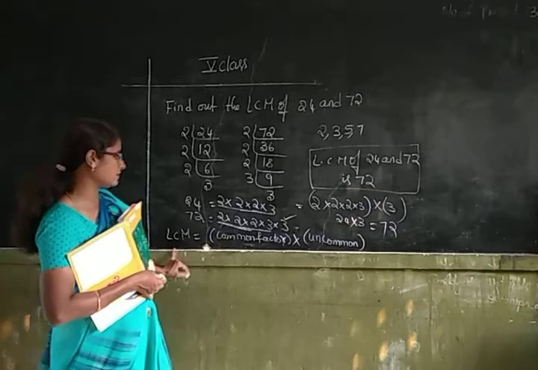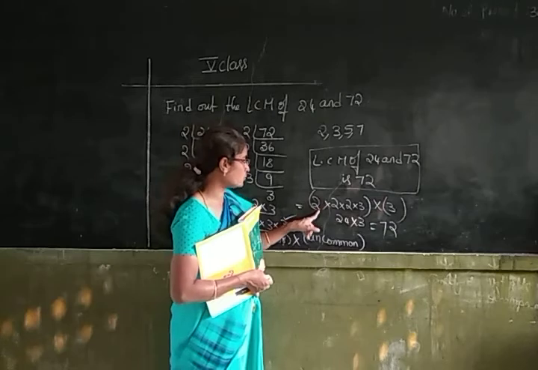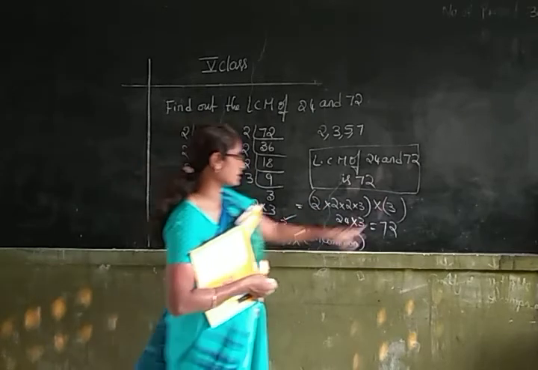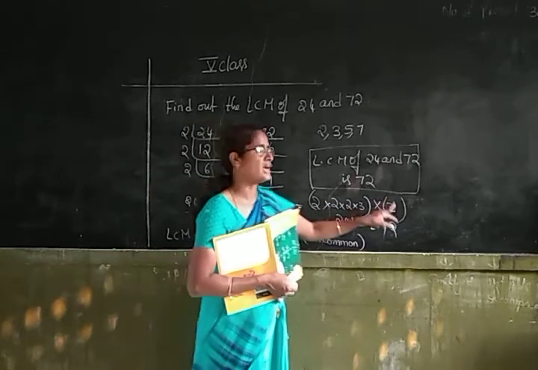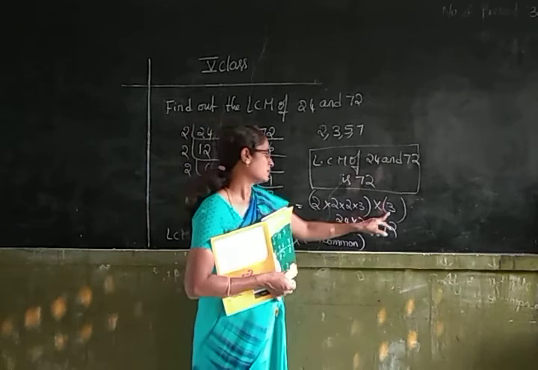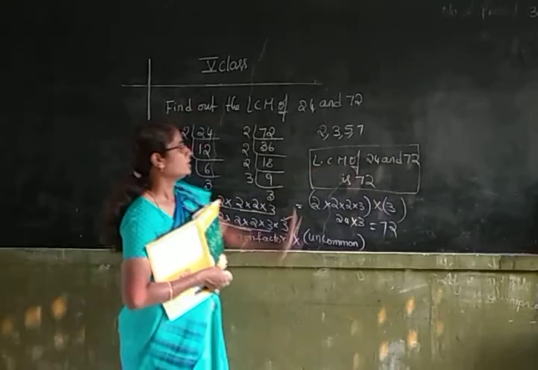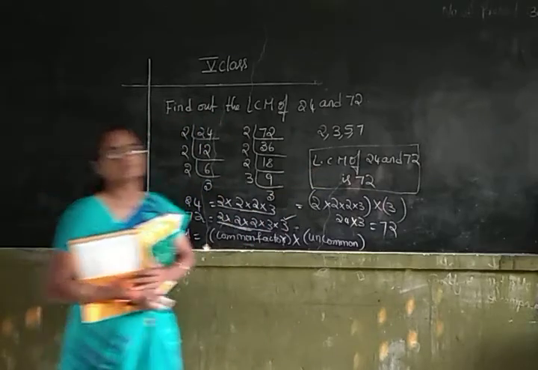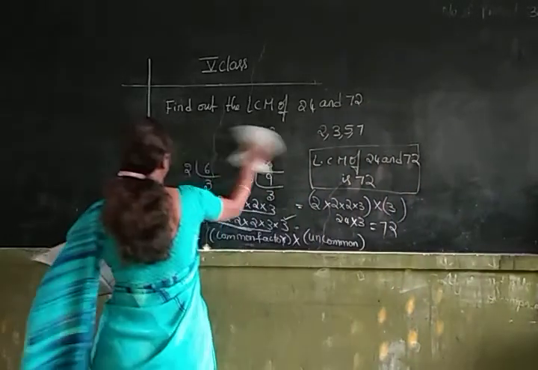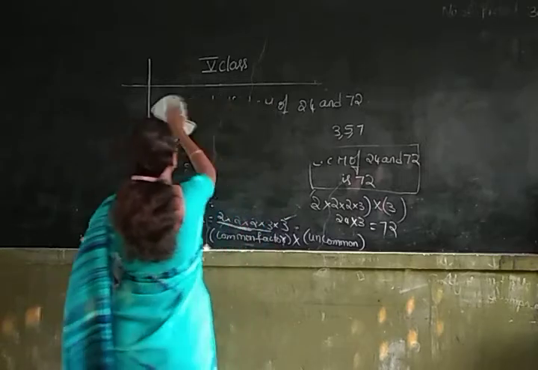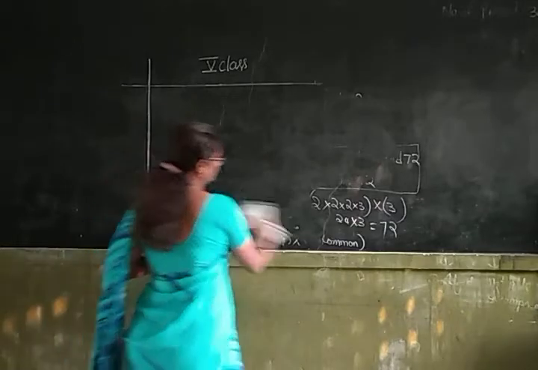For finding out the LCM, we have to multiply the common factors with uncommon factors. Here the common factors are 2 into 2 into 2 into 3 and the uncommon factor is 3. First we multiply the common factors, we get 24, and then we multiply it with the uncommon factor which is 3. 24 into 3 is 72. So the LCM of 24 and 72 is 72. Okay children, this is the way of finding the LCM by prime factorization method.